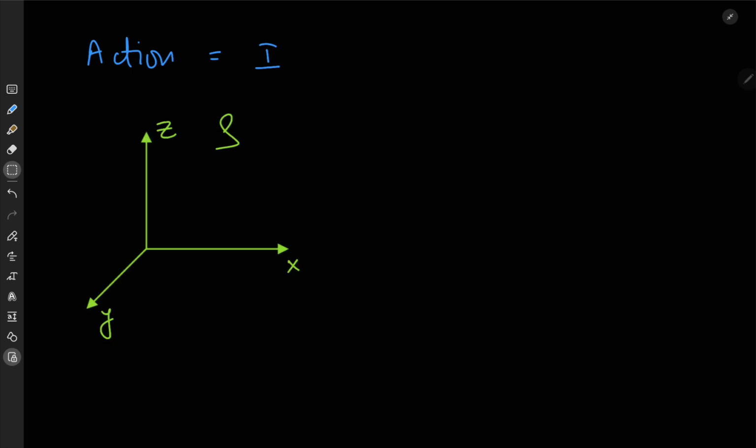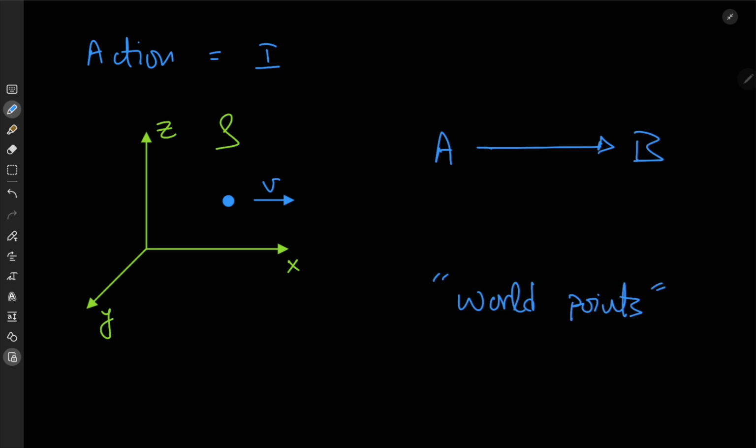And speaking of reference frames, in our reference frame S we have a particle moving with uniform velocity v. And the particle's trajectory takes it from a point in spacetime A to another point in spacetime B. And points in spacetime are called world points, by the way. So point A, world point A, is the initial location given by the coordinates ct1, r1, where r1 is the position vector corresponding to the spatial coordinates x1, y1, and z1. And world point B is the final location given by ct2, r2.